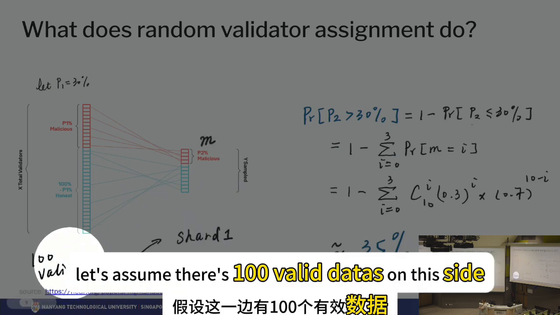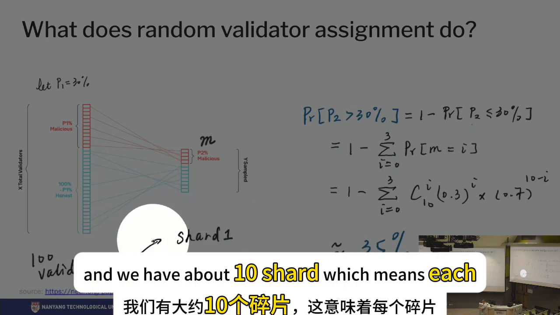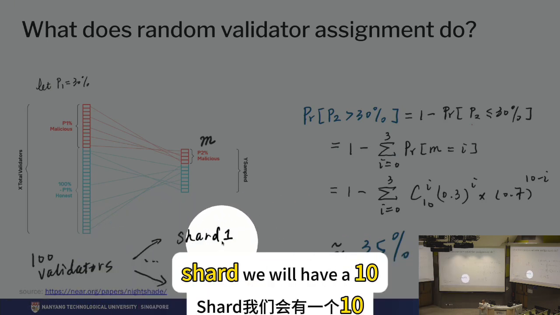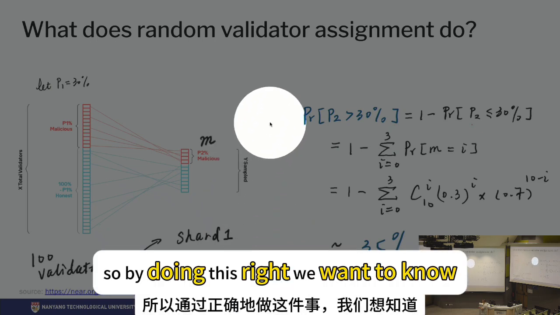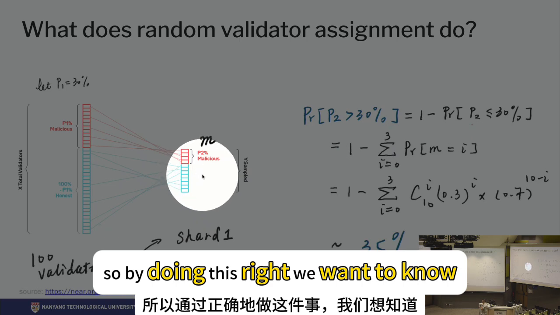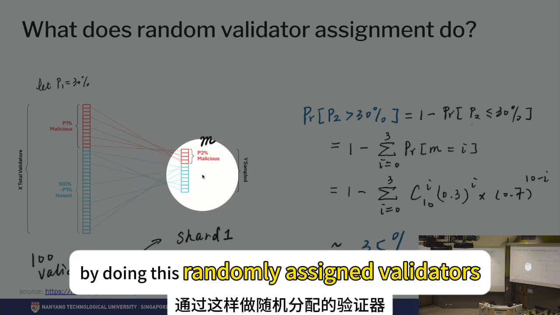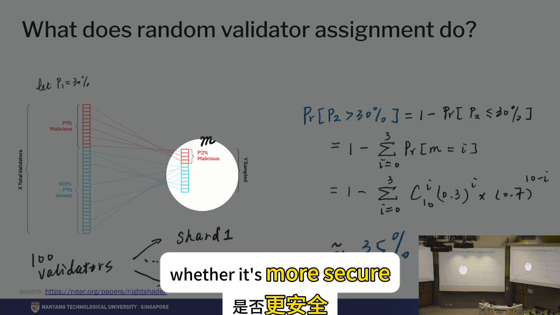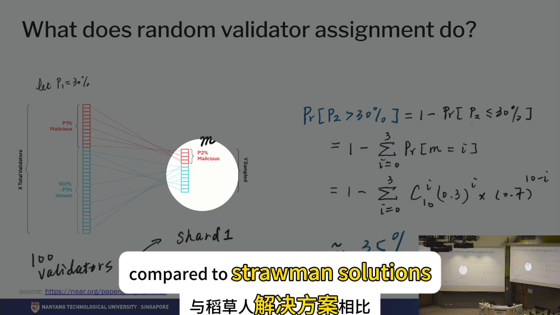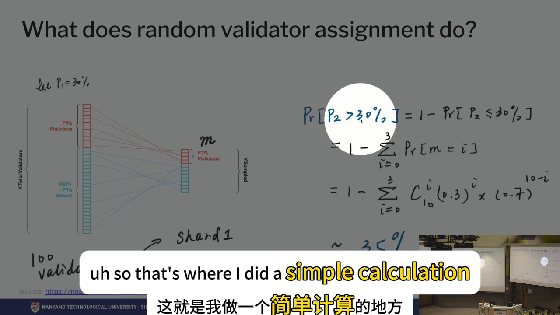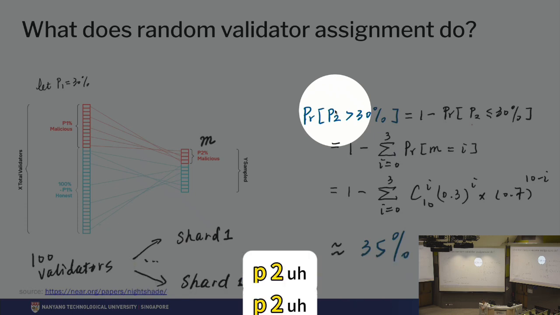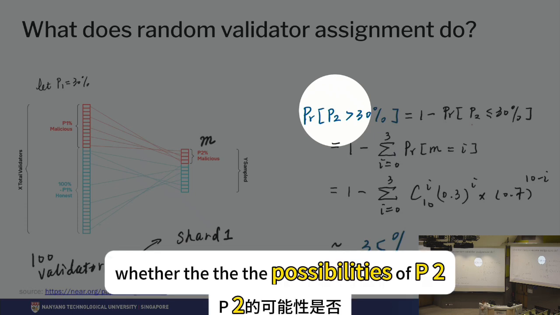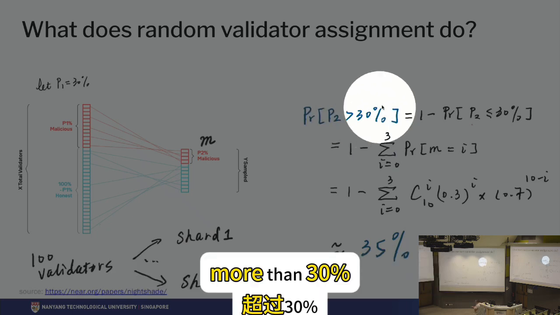Let's assume there are 100 validators on this side, and we have about 10 shards, which means each shard will have 10 validators on the sharded blockchain. By randomly assigning validators, we want to know whether it's more secure compared to the strawman solution. So I did a simple calculation where I want to know whether the probability of P2 is more than 30%.